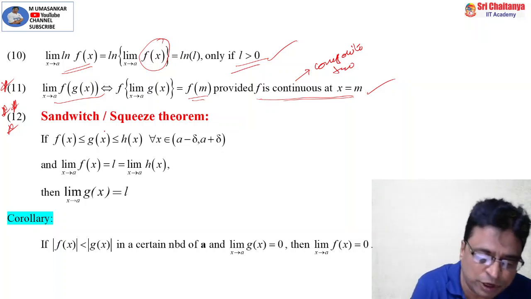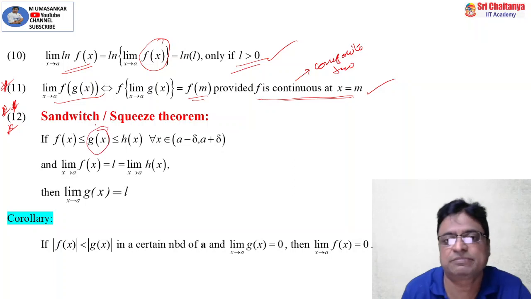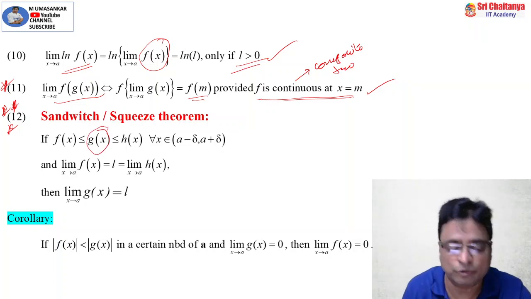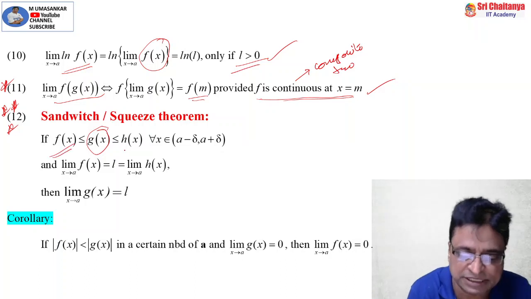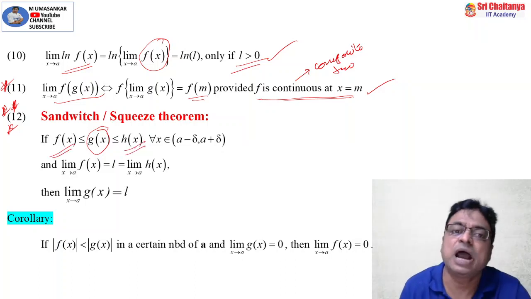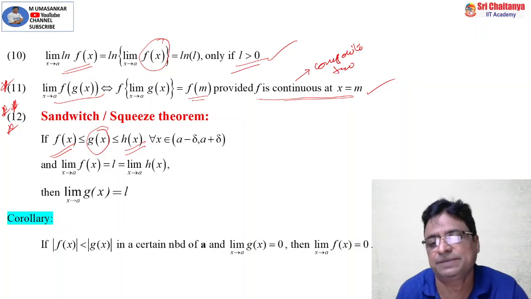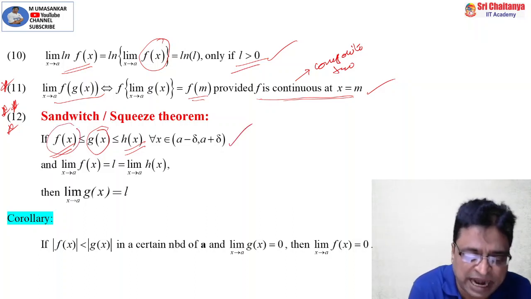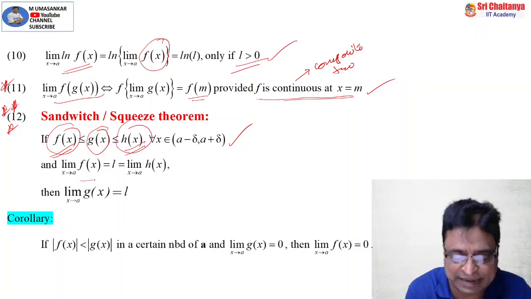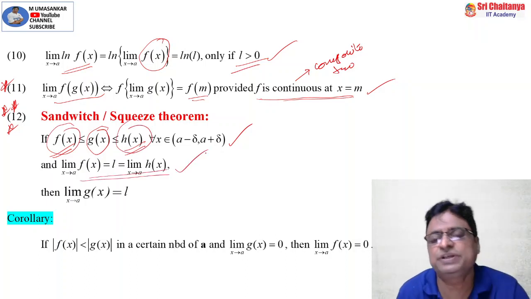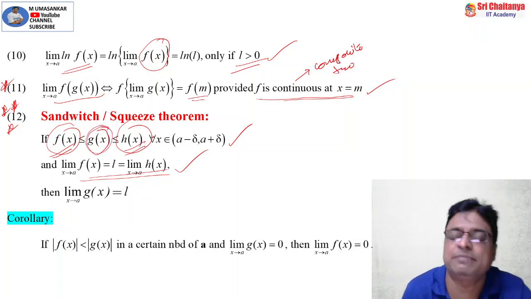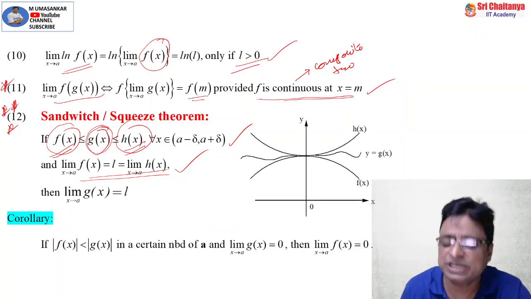Suppose you want to find the limit of the function g of x, but it is very difficult to find. But you know the limit of the function f of x and the limit of the function h of x, and the relation between f, g and h is as shown here. And moreover, the limits of the extremes f and h are the same. Whenever this kind of situation arises, then the limit of the function in between them is also equal to L. That is why it is called the sandwich theorem. What is a sandwich?